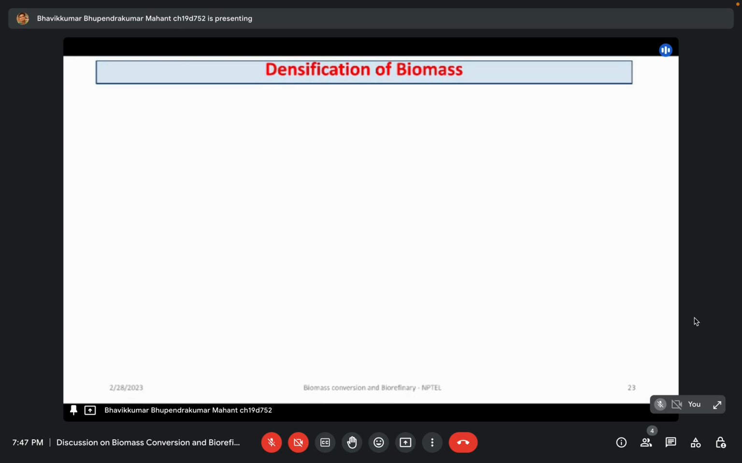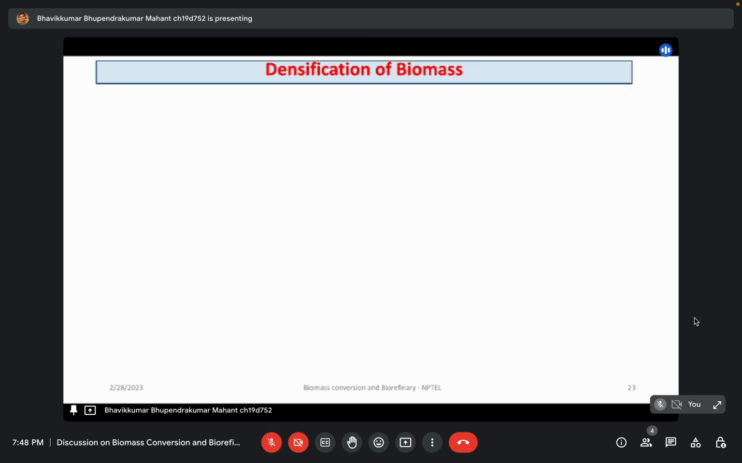Now, after size reduction, there is another process, densification. As the name suggests, it comes from density, or dense properties. The simple definition of densification is: how can we densify the material, in the sense of how can we improve the density of the material? Now why is density improvement needed?